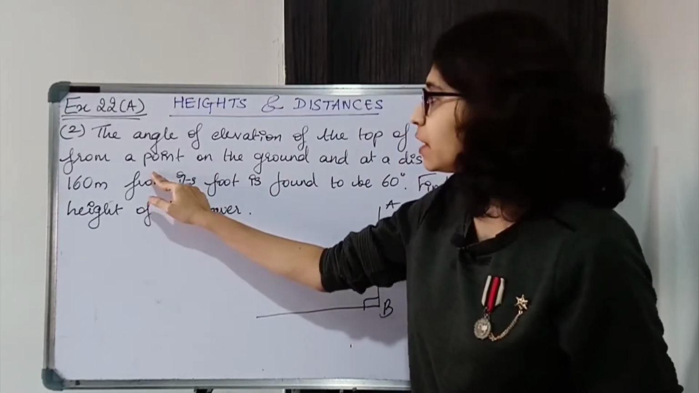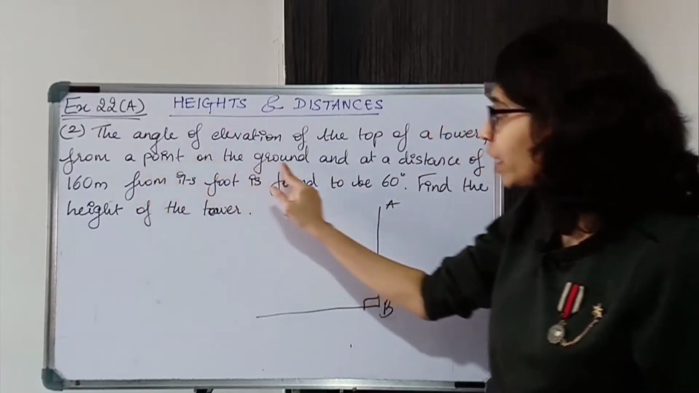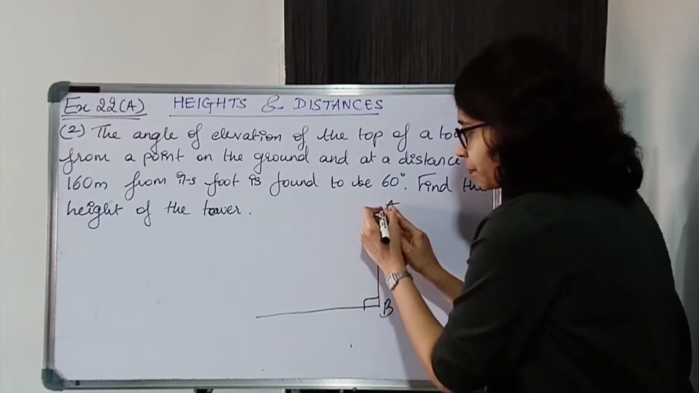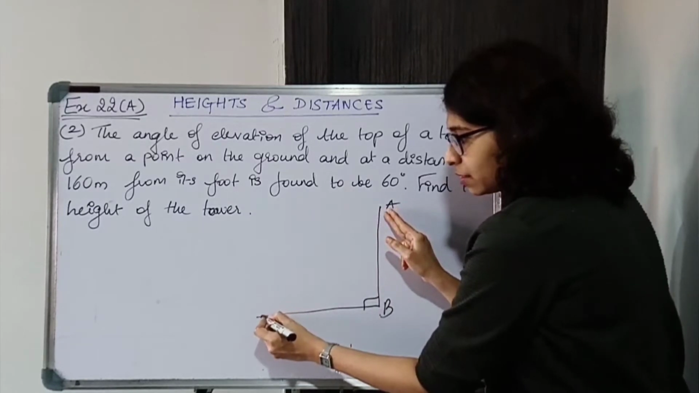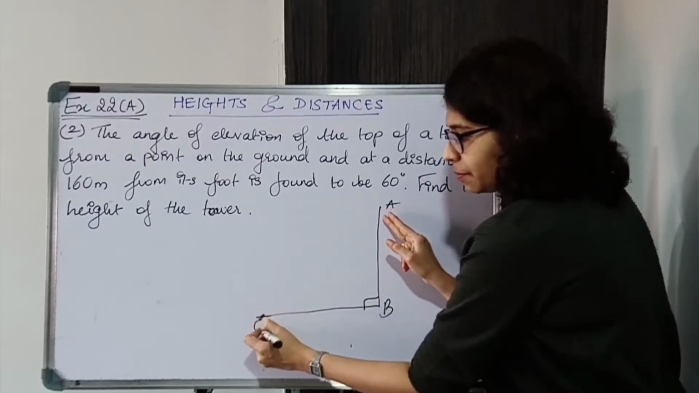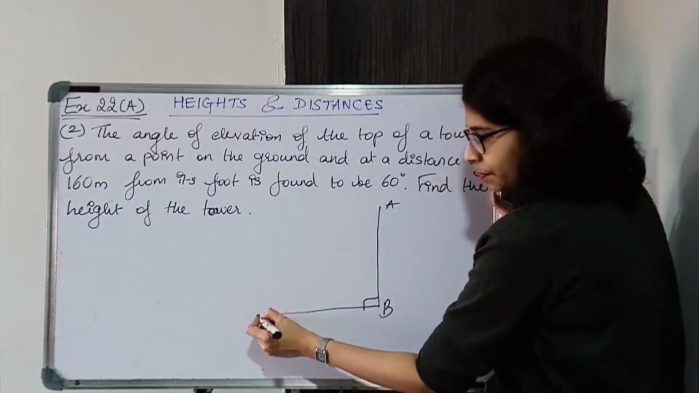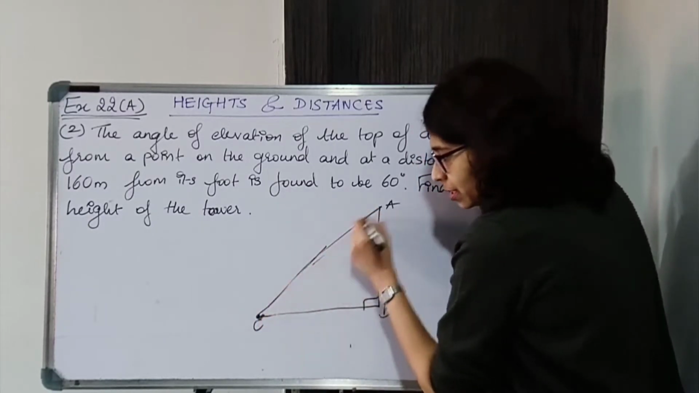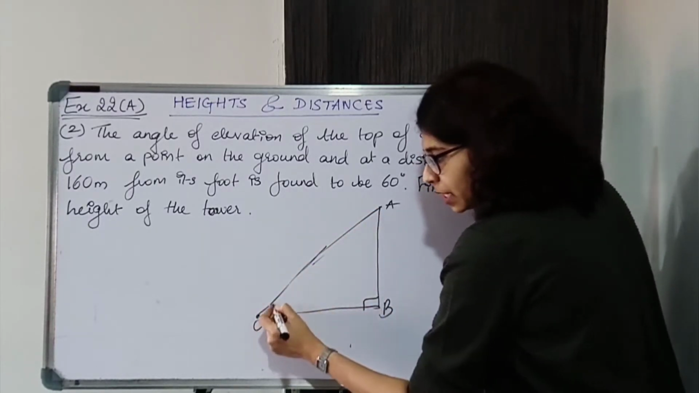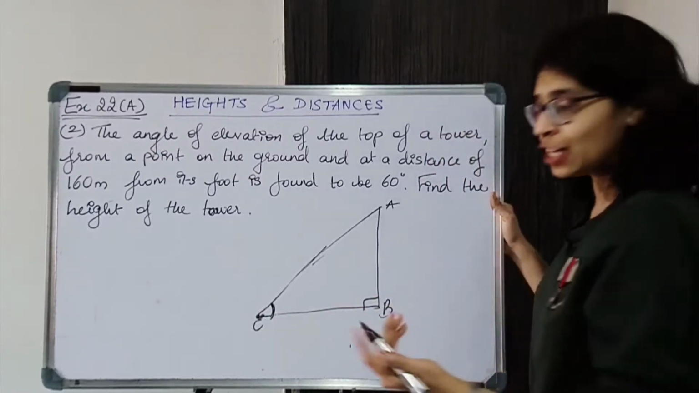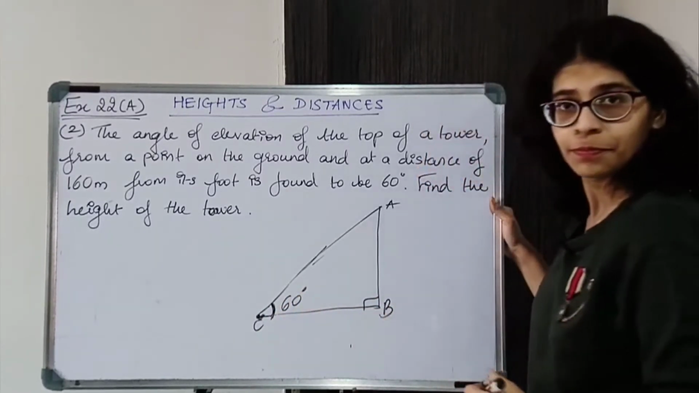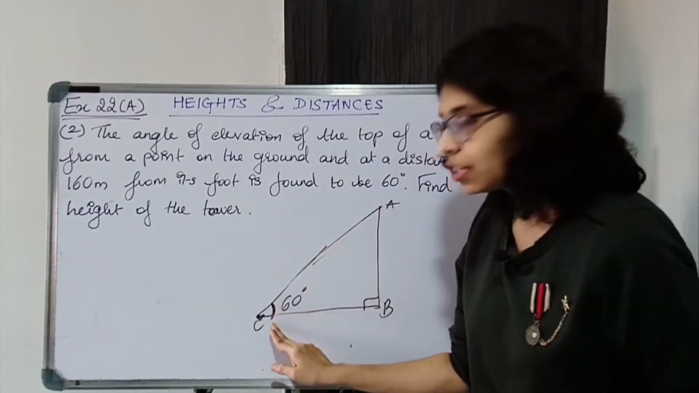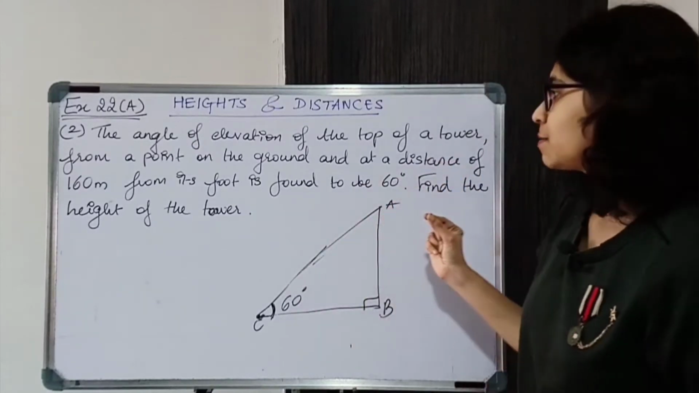Okay. The angle of elevation of the top of a tower from a point on the ground. So let there be some point on the ground, okay, C. So from a point, you are seeing the top of the tower, okay. So this line of sight and this horizontal make an angle, that is angle of elevation, which is 60 degrees. So from a point on the ground, you are looking at the top of the tower and the angle of elevation is 60 degrees.